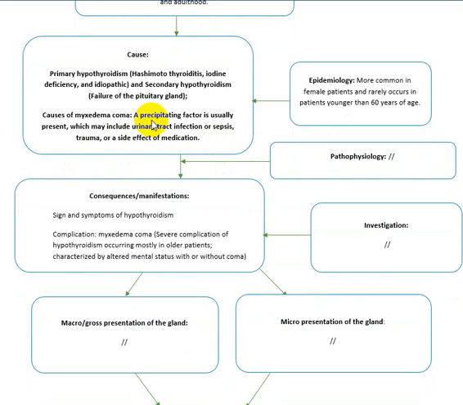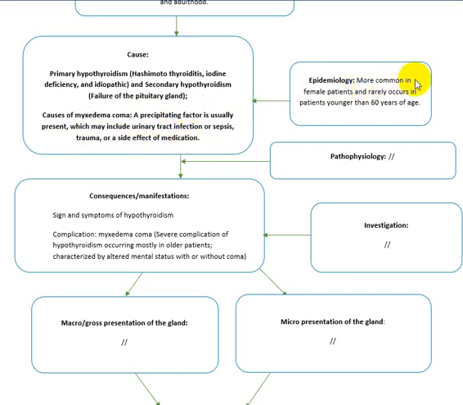Myxoedema coma is going to be a complication of myxoedema. So the precipitating factor is usually the cause of this myxoedema coma. When you have initial myxoedema, the precipitating factors are going to be urinary tract infection or sepsis, trauma, and side effects of medication.